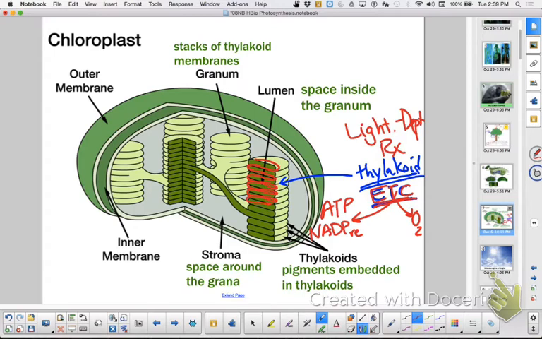Now, in order to make ATP, you have to concentrate hydrogen ions. Where do you concentrate those hydrogen ions? Inside. Okay? And when you concentrate those hydrogen ions, when they go back out, that's when they go back out through the ATP synthase complex and you make your ATP. Now, those electrons, when they're done getting excited a few times, that's when you give the electrons to NADP in order to reduce it.